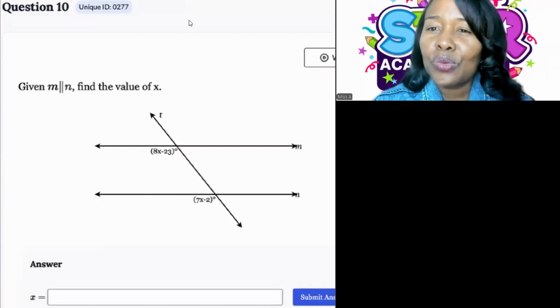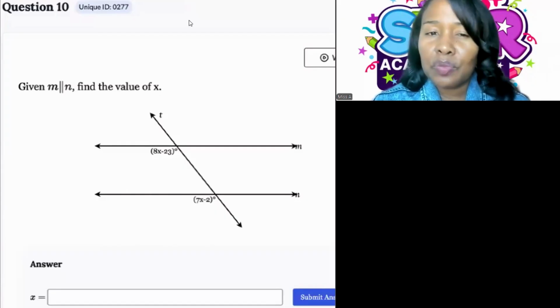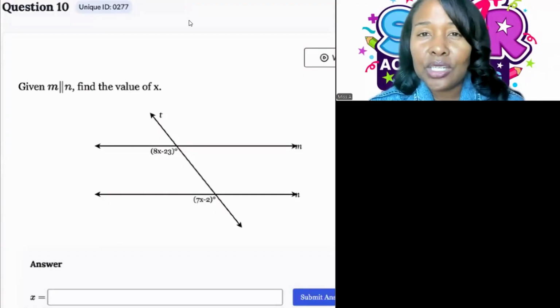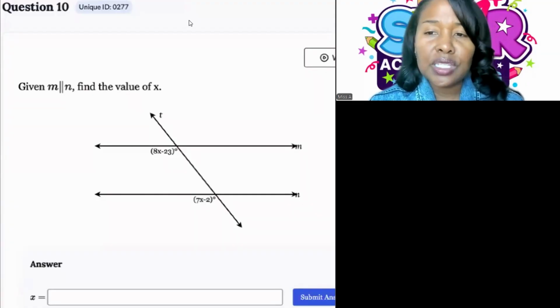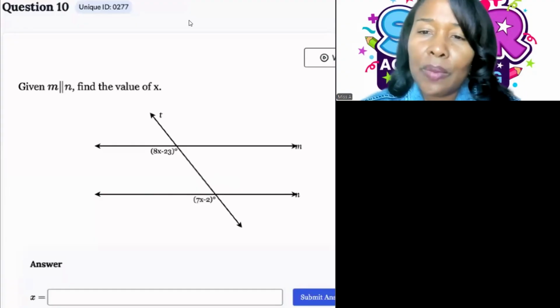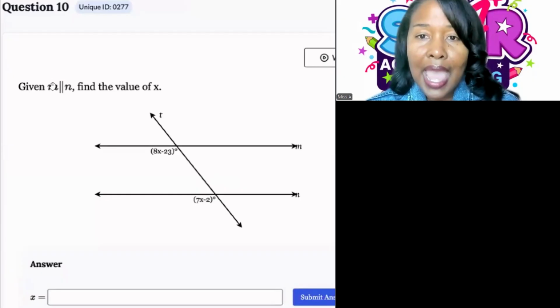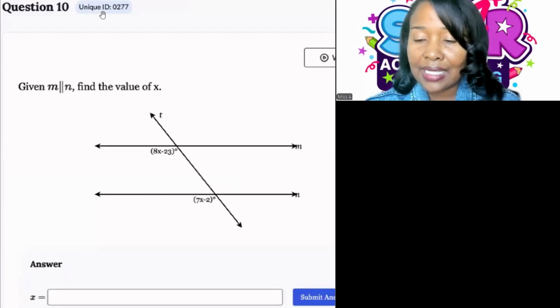So if you feel like you need to specifically look this up, if you want to find any other videos online, you would search something like that. Parallel lines cut by a transversal. And specifically for this video, we're going to be talking about corresponding angles. So I'm going to talk about what that means. If we look at our directions here, it says given M is parallel to N, find the value of X.